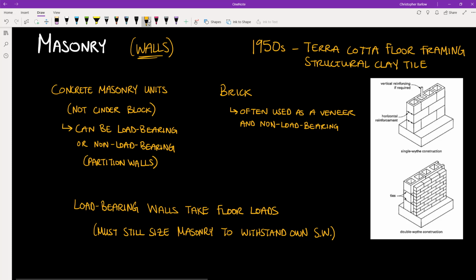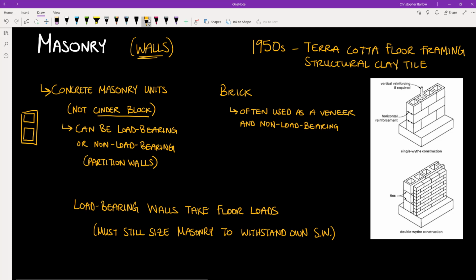And then the actual floor framing will be either some kind of precast concrete system, or a steel system, or a wood framing system. So within masonry, we have two basic types. We have concrete masonry units, which look like this. You may have heard them referred to as cinder blocks, but they're actually not cinder blocks. Cinder blocks are an older terminology for an older product that has now been superseded by concrete masonry units.